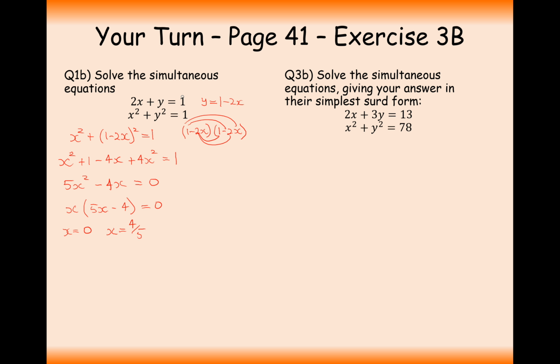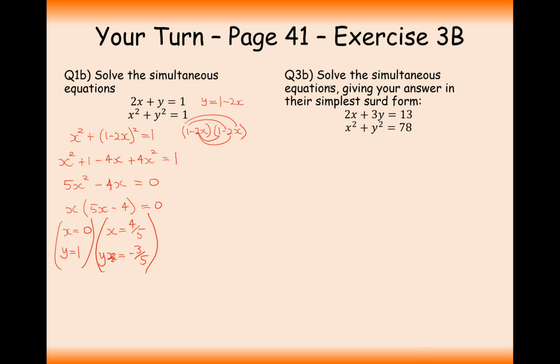Now what I'm going to do is plug these two solutions back into the top equation so that I can solve for the y values. So when x equals 0, y is going to equal 1. And when x is 4 over 5, I'm going to get 1 minus 8 over 5. So that's going to be, whoops, sorry, no, y equals minus 3/5. So my two pairs of solutions are one here and one here.